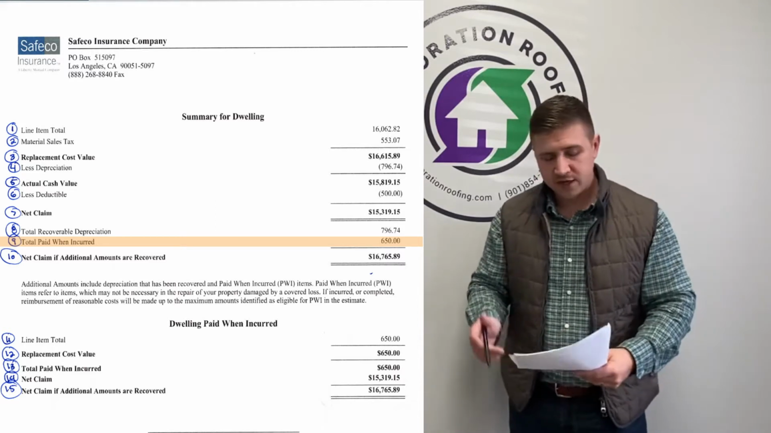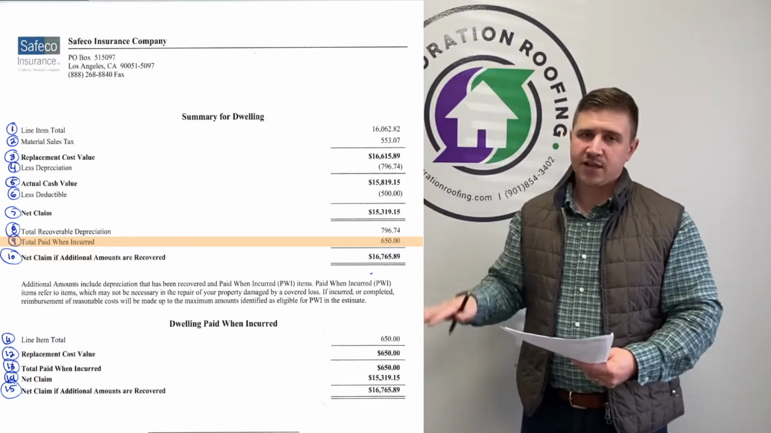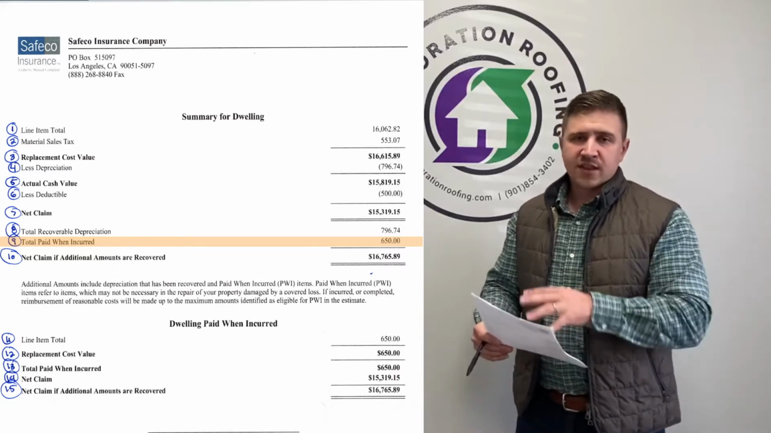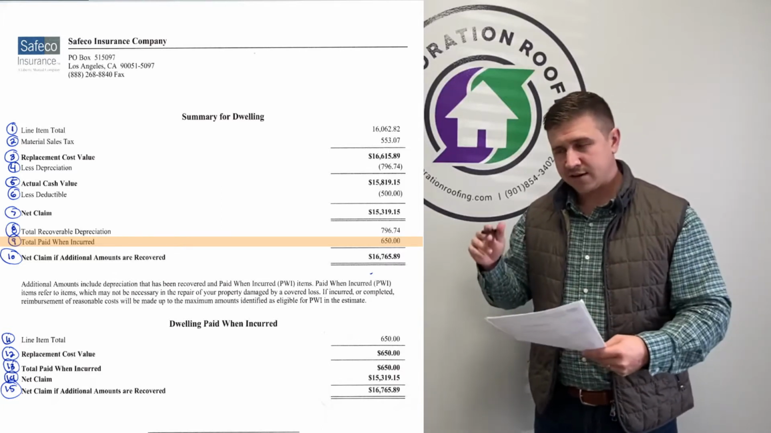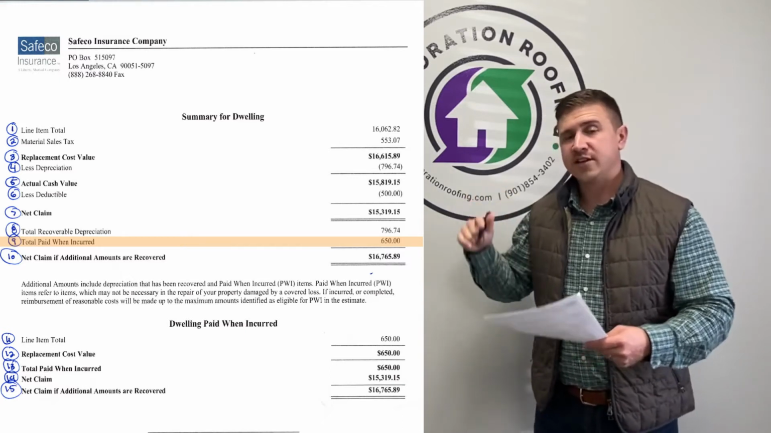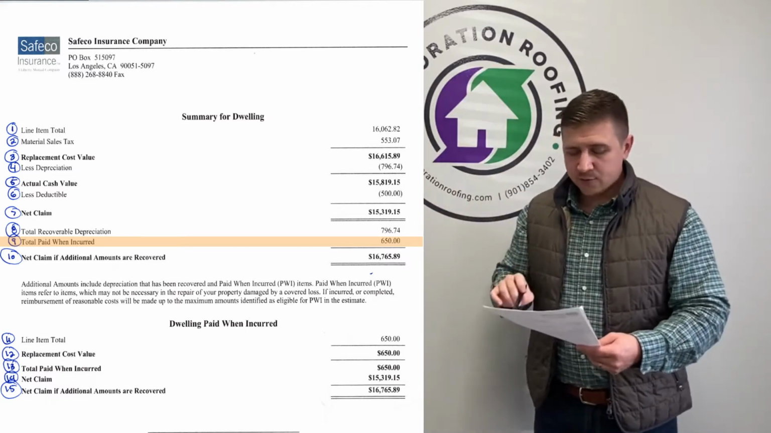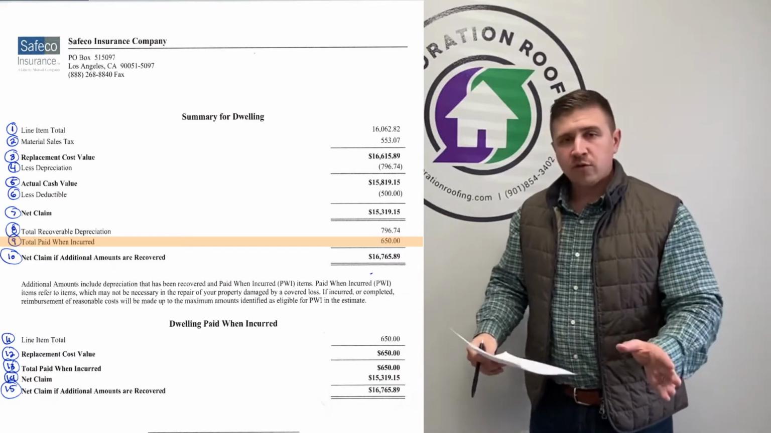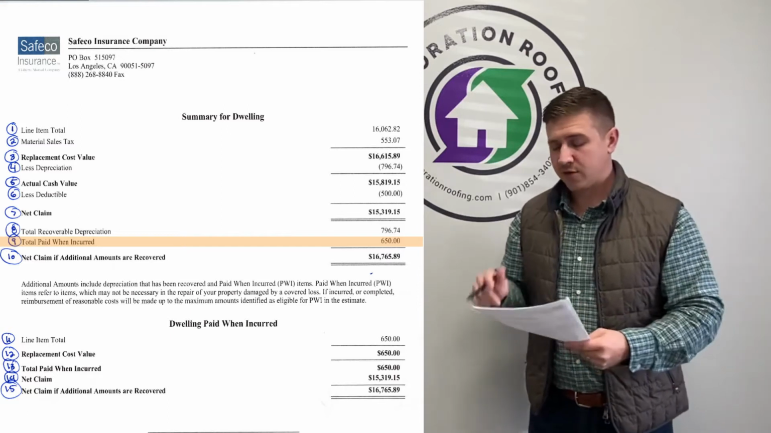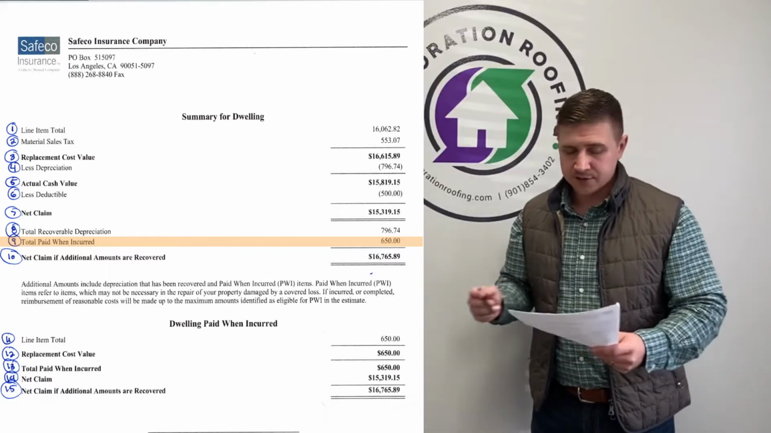Now, total paid when incurred, line number 9, is a little bit different, and this can change from claim to claim. In this case, total paid when incurred is actually something they put on there for a dumpster. In a following video, I'm going to go line by line on an actual insurance estimate scope that has the shingles and all that. But paid when incurred means if you do the work and you need to use this item, they will pay for it. In this case, it was a 30-yard dumpster, and we did end up using it.